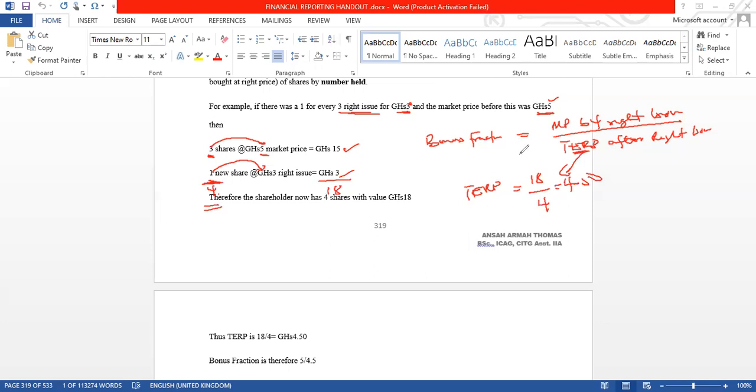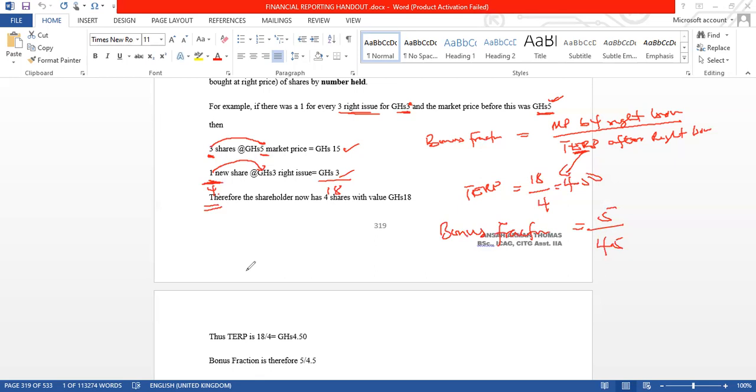Now, if you have this, then it means you found your denominator. Your bonus fraction can now be found by doing 5 over 4.5. So this gives you your bonus fraction. Remember the table we set up? That is the fraction that you are going to use there. All right. So that is that. So this is how you find your theoretical ex-rights price. It's very easy. It's procedural.